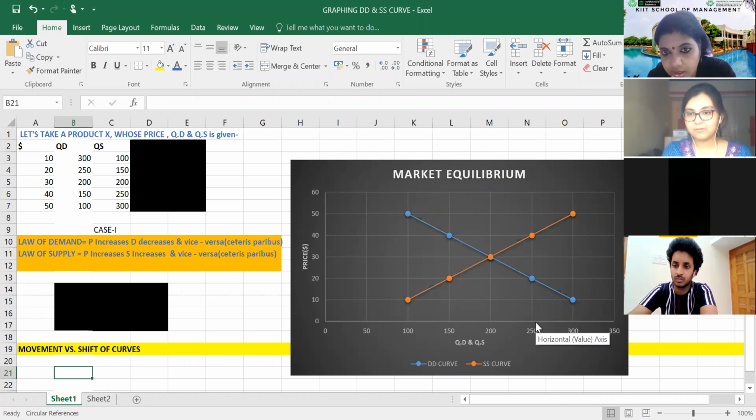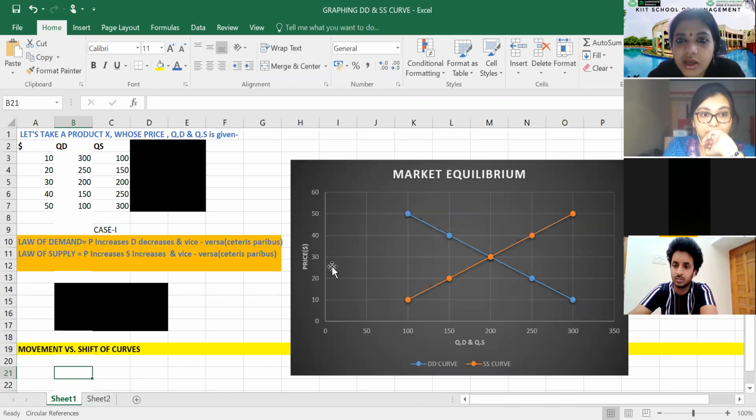Price. It is price, only price. You can see the relationship between price and quantity demanded, price and quantity supplied, other factors remaining constant. So here other players have not entered into the market. So here it is due to movement. You are only moving from this point to this point to this point to this point to this point.